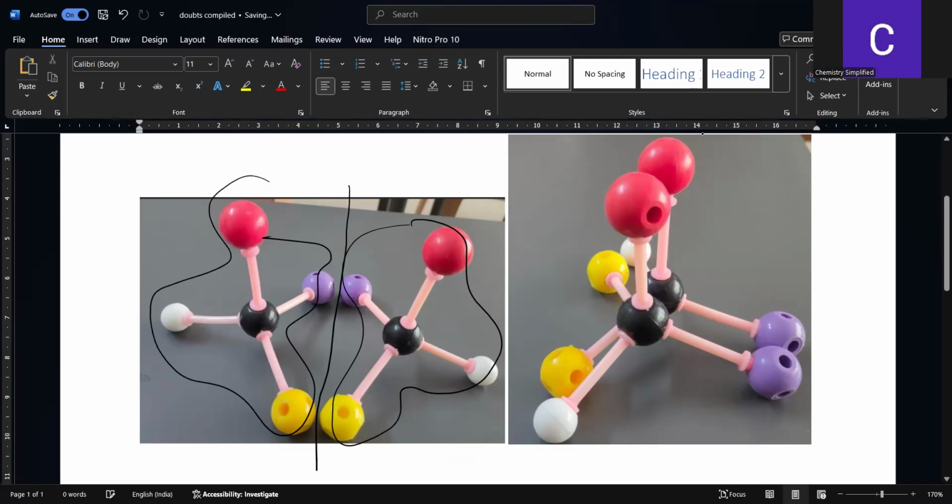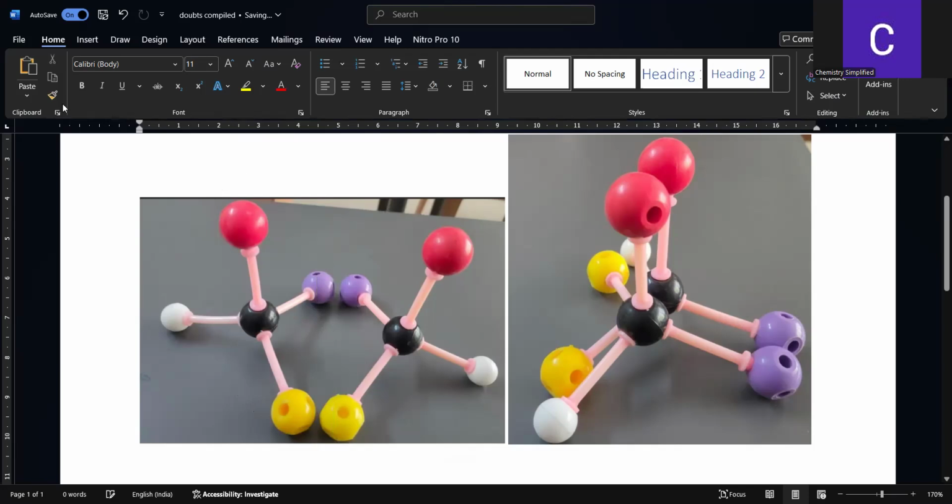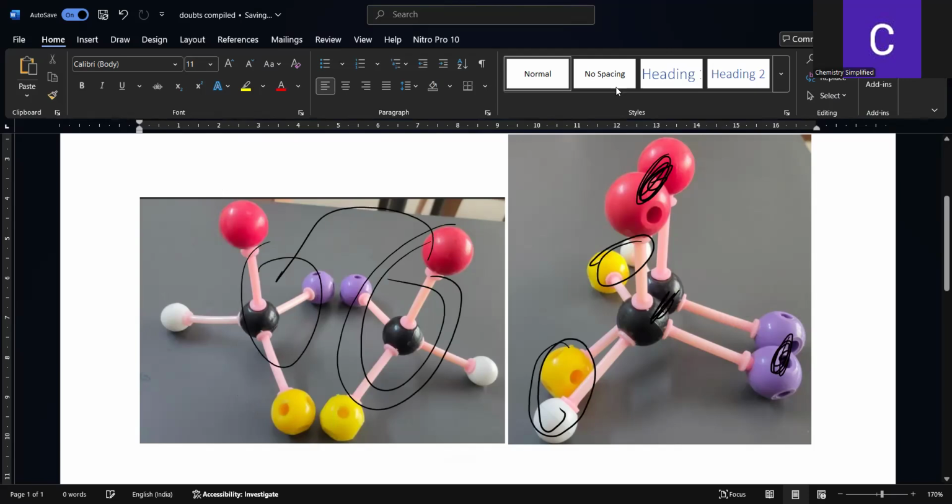So this is a mirror image. But how do you know that they are not the same? If you look at this picture, if we keep one on the other, like try to superimpose, then red and red are getting superimposed, purple and purple are getting superimposed, black and black are getting superimposed. But you can see that yellow and white, they are not. Which means that these two molecules are not identical, they are different.